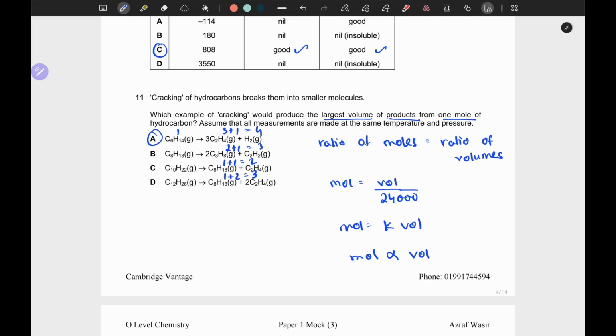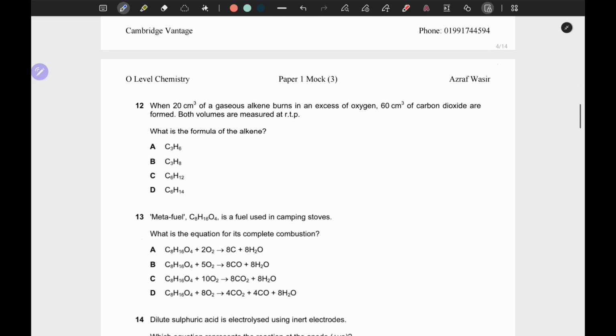So A has the highest moles of gas, and if it has the highest moles of gas, it will also have the highest volume of gas. So for 11, the answer is A.